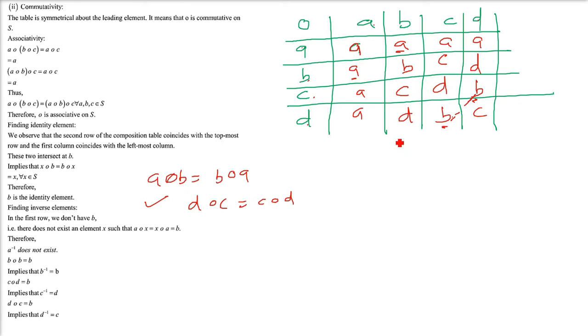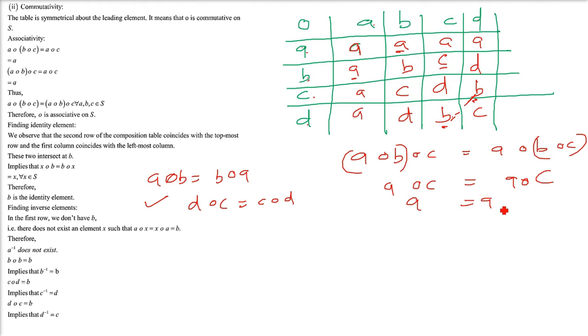Now coming to associative, let A operation B operation C. We try to see whether it is equal to A operation B operation C when we take them pairwise. That is AOB first and BOC later. So A operation B is A, then A operation C is C. So A operation C, they both are same. A operation is simply equal to A only. So A equals A. Now this shows that the operation is associative also.